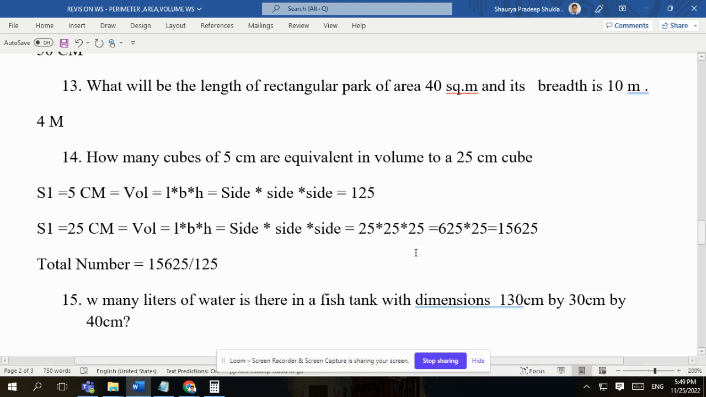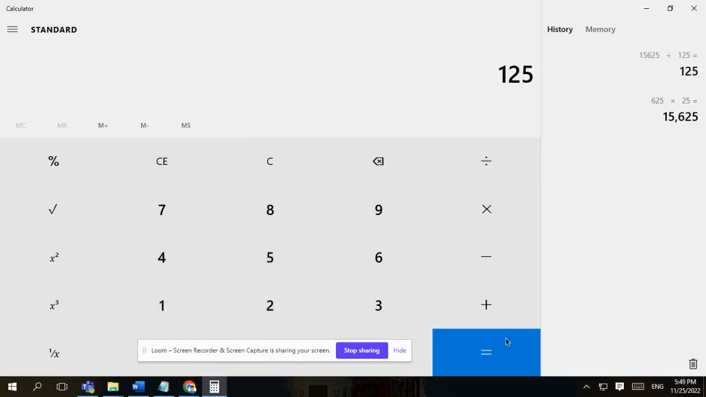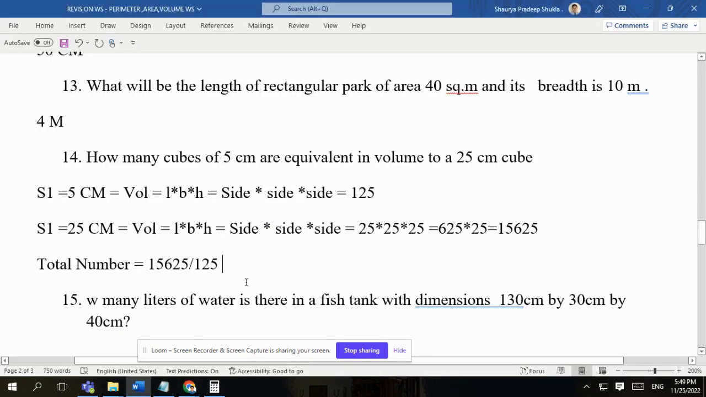I didn't do it yet. Okay, let's quickly do it. Divided by 125, I believe it's coming 125 only. How did you get it? Okay, let's solve it. I'm not going to solve it, but let me quickly solve it for you. So 125 is done.